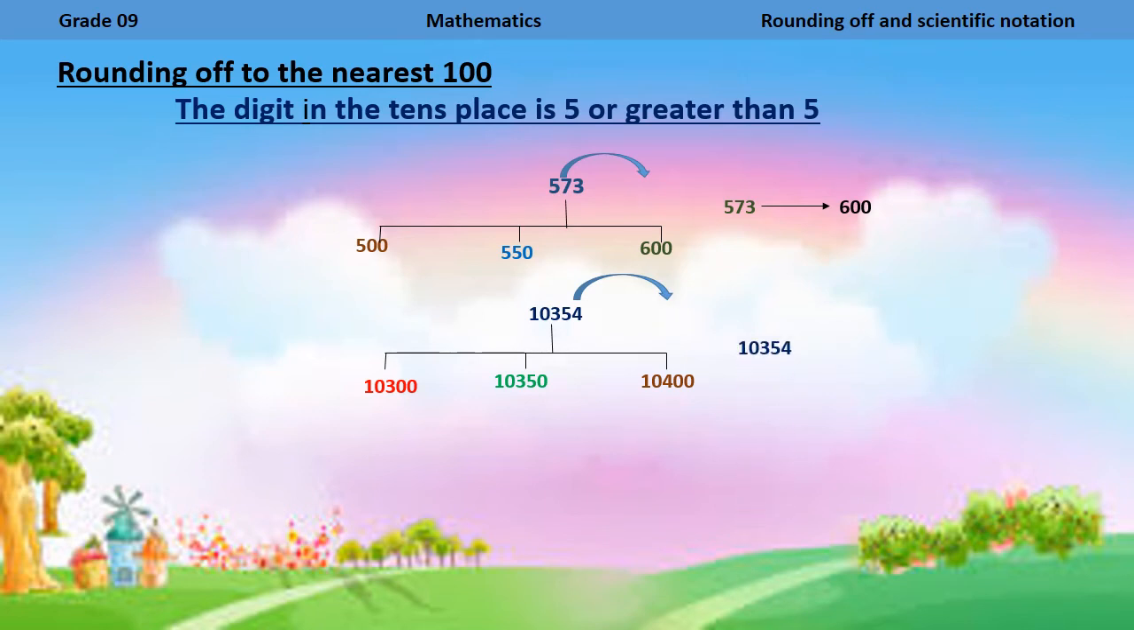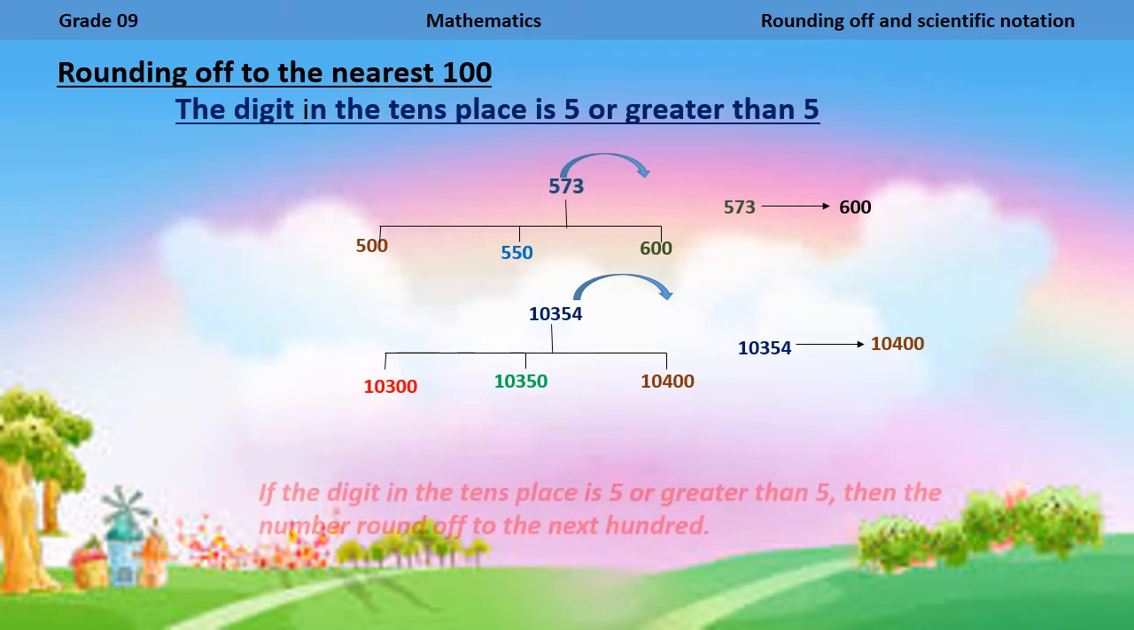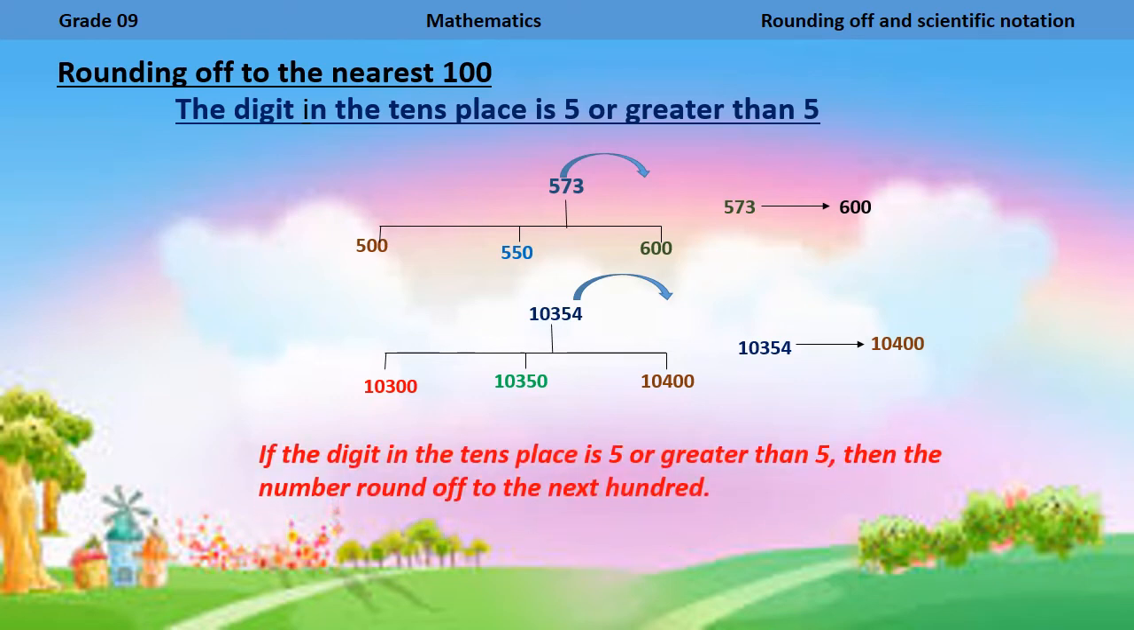Then when we round off 10,354 to the nearest 100, the answer is 10,400. If the digit in the tens place is 5 or greater than 5, then the number rounds off to the next 100.